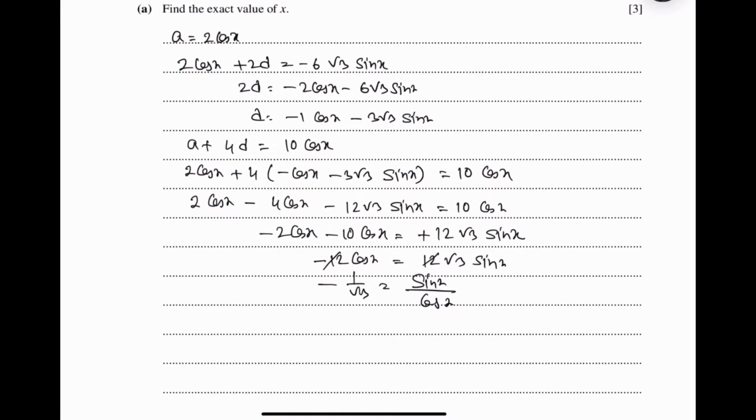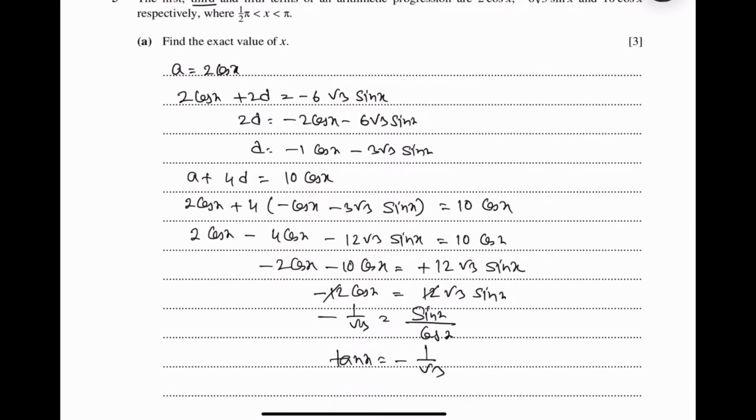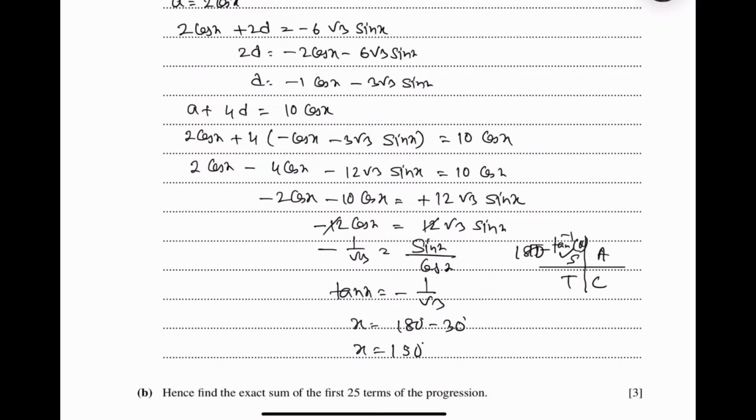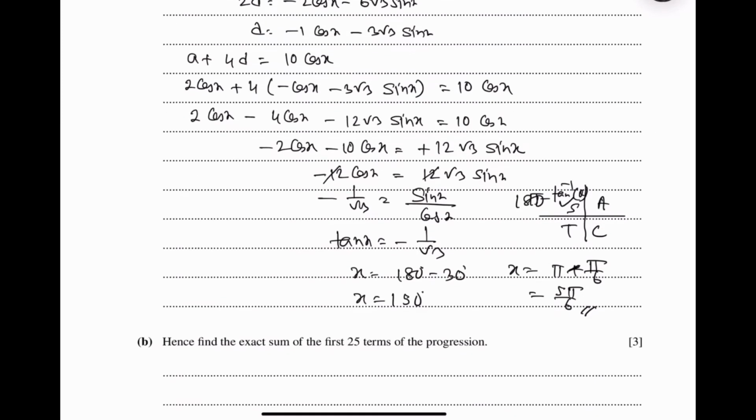We can write tan x equals minus 1 by root 3. Since the domain is defined, it is positive pi by 6, that is x equals pi plus pi by 6. And if we simplify, pi minus pi by 6, it is 5 pi by 6. So this is the solution of that.